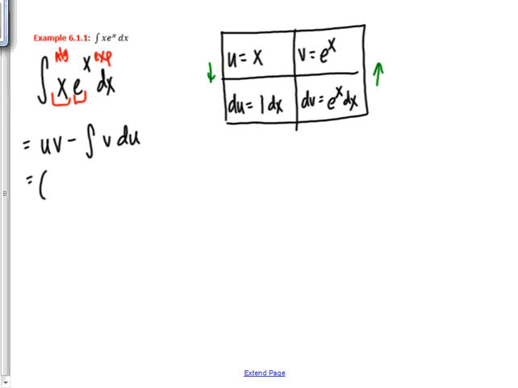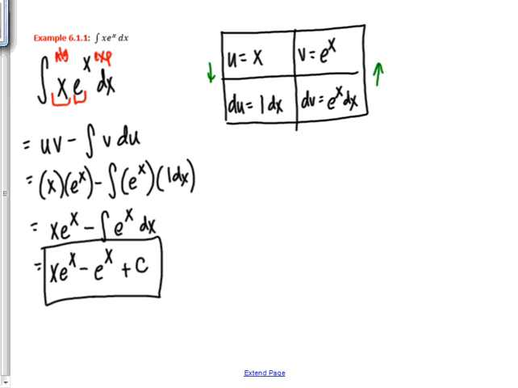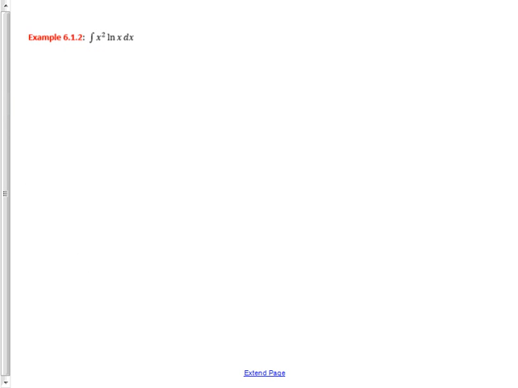So let's plug in. u is x, v is e to the x, minus the integral of v, which is e to the x, times du, which is 1 dx. So my answer is x e to the x minus the integral of e to the x dx. That's x e to the x minus, we know to integrate e to the x you just get e to the x, and now you put on your plus c. So integration by parts is not bad. Alright, let's look at the next one.